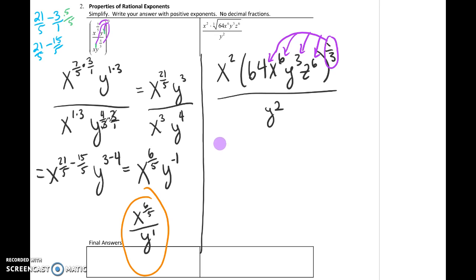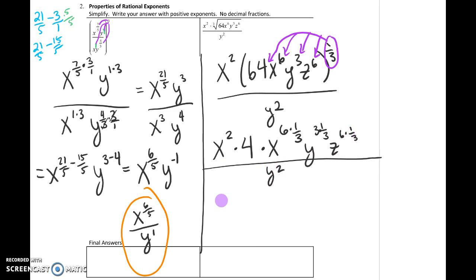So what this means is we've got x squared, the cube root of 64 is 4. I'm going to actually write out all my steps. x to the 6 times a 3rd, y to the 3 times a 3rd, z to the 6 times a 3rd, all over y squared. That becomes, I'm going to move the 4 out in front, x squared times x to the 2, y to the 1st, and then z squared, all over y squared.